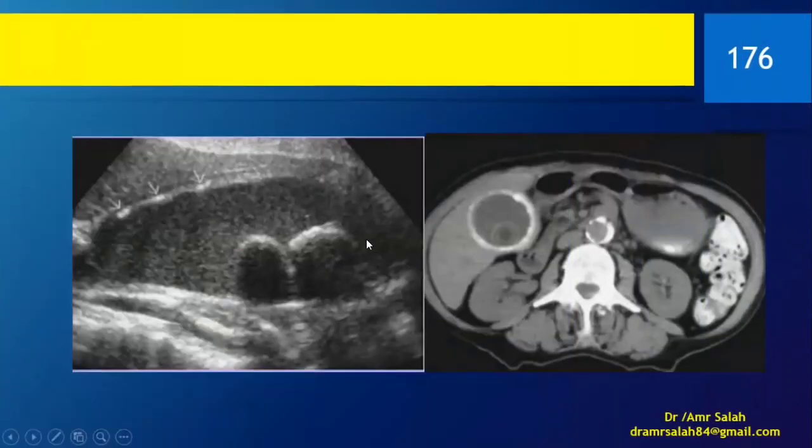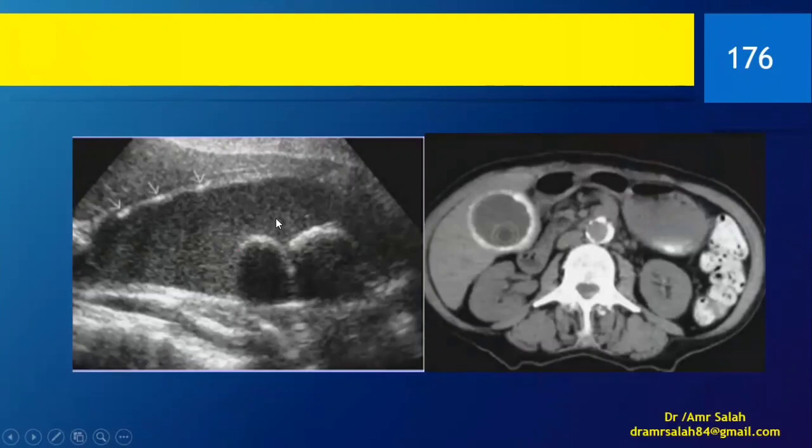Of course, if I am in doubt, I will order another test in order to be absolutely confirming. We can use the X-ray, which is easier and has less radiation dose, or the CT. Here there is focal deposition of the calcium.